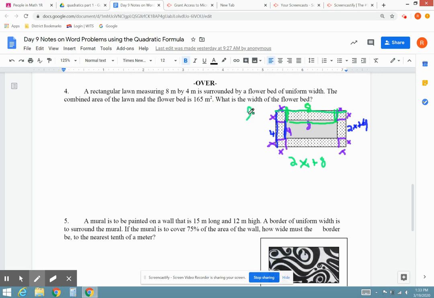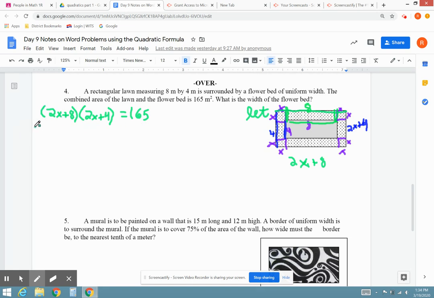Okay, so I'm going to use this as my let statement. So I'm just going to write the word let. Now, area is length times width. So I'm going to take my length of 2x plus 8 and my width of 2x plus 4. Multiply them together, set it equal to the area of 165. All right, so double distribute this out.